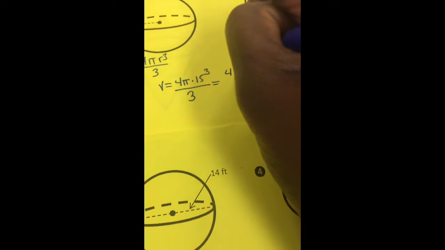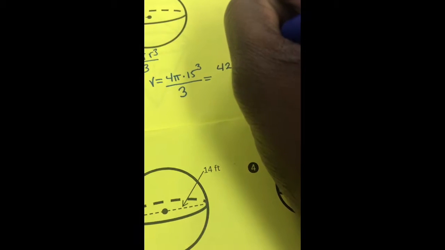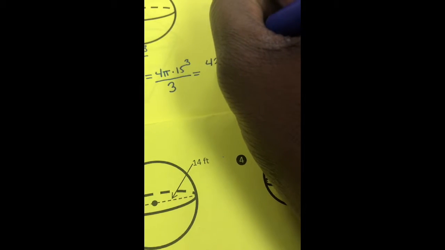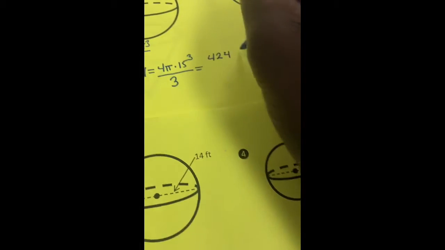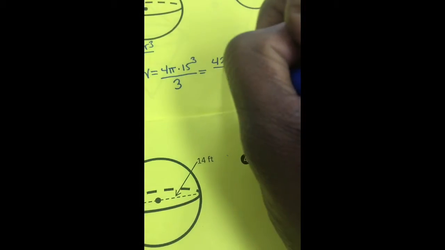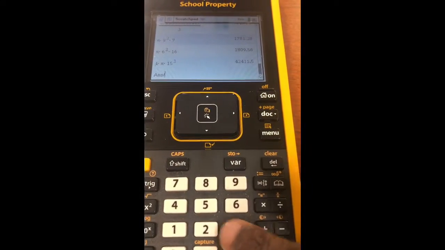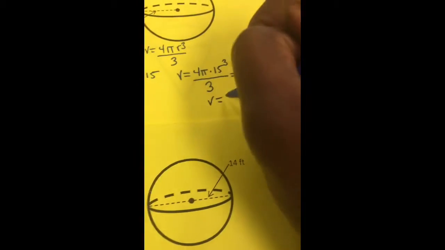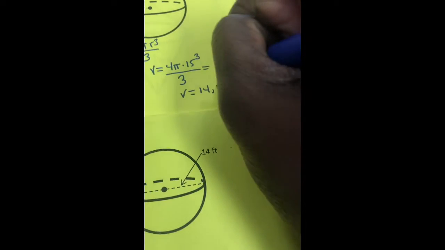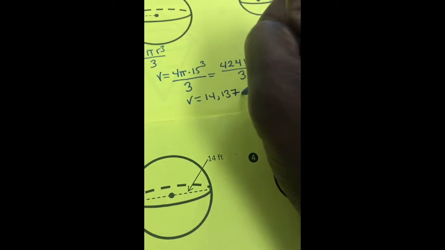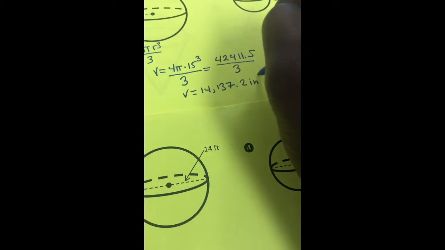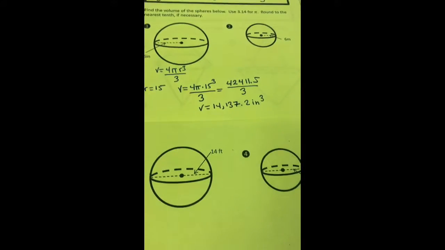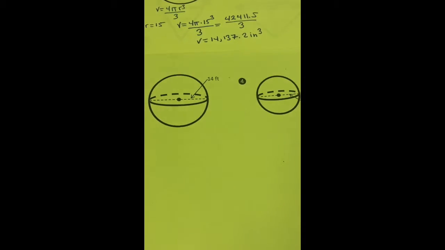We end up with our numerator being 42,411.5. That's all of that multiplied together. Then we're going to go back and divide it all by 3. So I'm going to divide by 3. And then there's my answer. The volume of this sphere is 14,137.2 inches cubed. So pause that if you need to so that you can be able to copy that down.